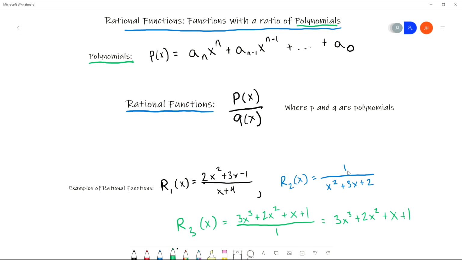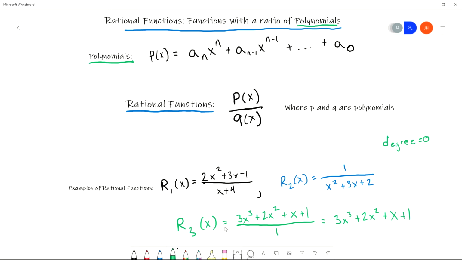Another example of a rational function. Technically, the number 1 or any number on its own is a polynomial, right? It just is a polynomial of degree 0. That's what we would call that, degree 0. Remember, degree is the power of x. And if I have a number, then there is no power of x. So that's why it's degree 0. So an example of a rational function could be 1 over x squared plus 3x plus 2, where I have a large polynomial on the bottom of my fraction.